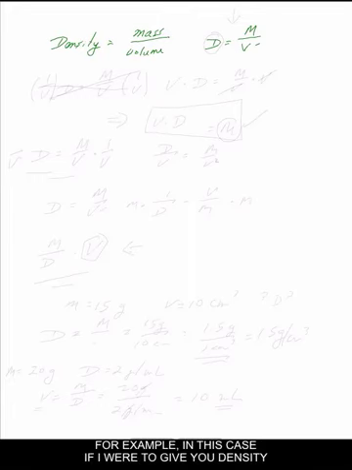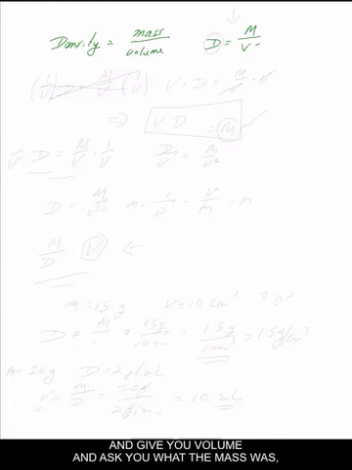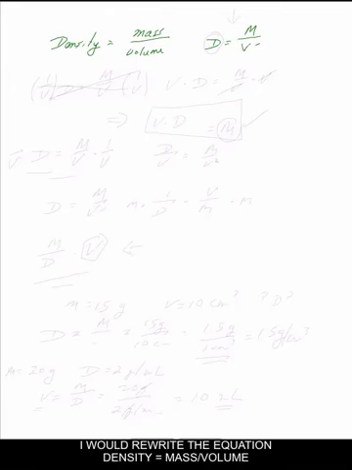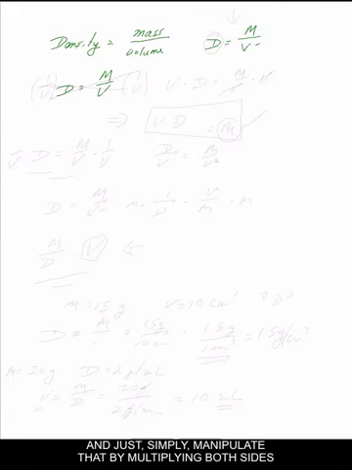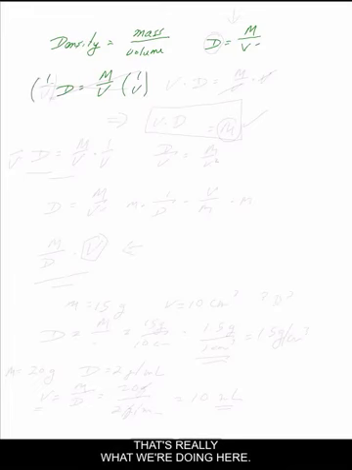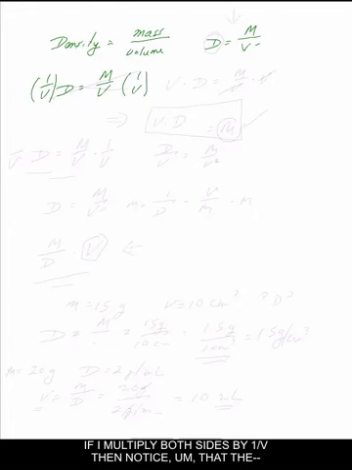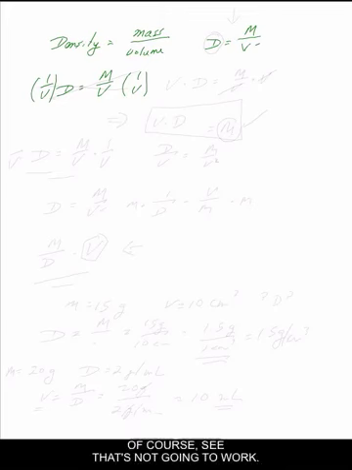For example, in this case, if I were to give you density and give you volume and ask you what the mass was, I would rewrite the equation, density equals mass over volume, and just simply manipulate that by multiplying both sides by 1 over v. That's really what we're doing here. If I multiply both sides by 1 over v, then notice that I take that back, of course. See, that's not going to work. Instead, what I should do is multiply both sides by v.